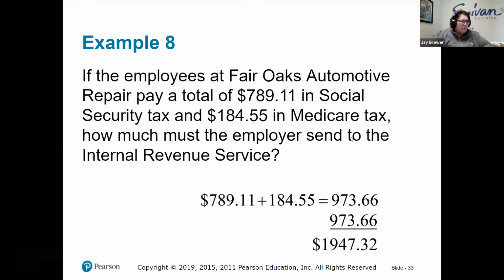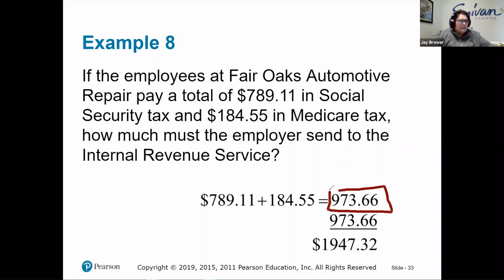Here's why, because the question said, see, now I disagree with that. The question says, how much must the employer send to the Internal Revenue Service? This part right here, this is all they should have to send in because that matches with the employees. Did they not tell us that the employer matches dollar for dollar? Isn't that what we read on one of the earlier slides? Somebody tell me I'm not crazy and I'm not making this up.